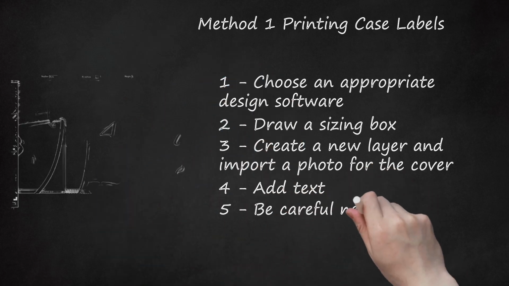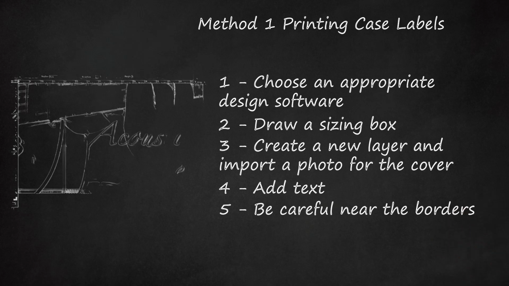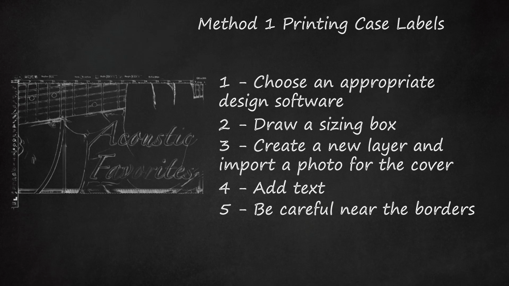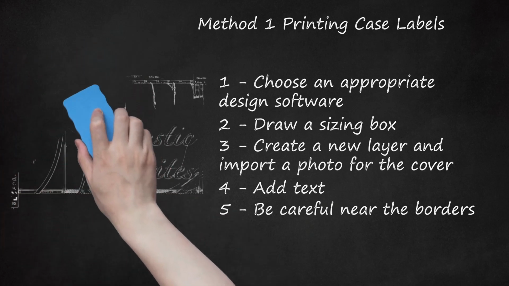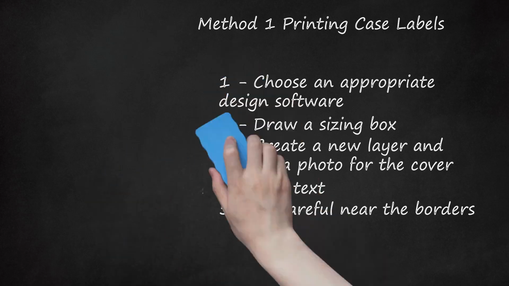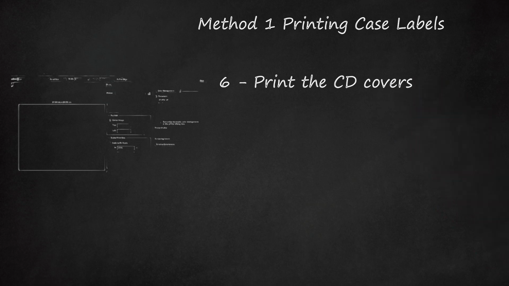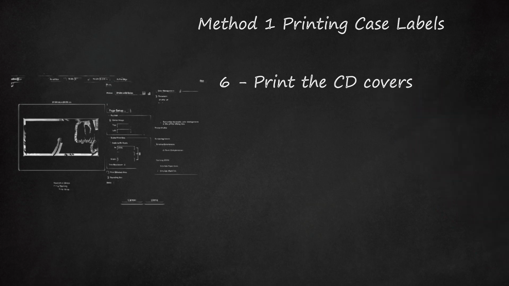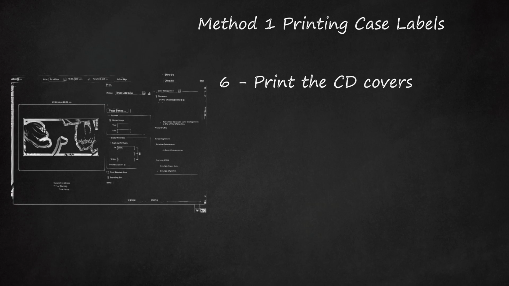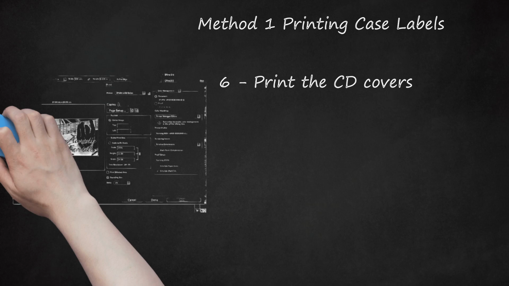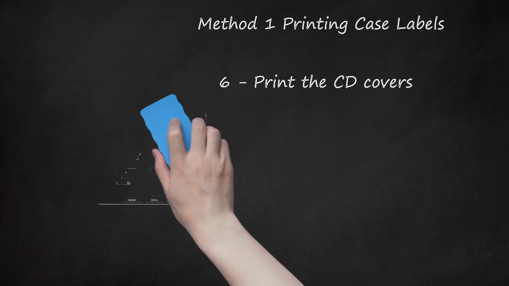5. Be careful near the borders. Anytime you're printing and cutting, the edges may vary occasionally, so you should probably keep the most valuable imagery and text somewhere near the middle of the design. Try to keep important stuff at least 1/8 of an inch away from the borders. 6. Print the CD covers. Make sure the sizing parameters in your printer match the size of the CD cover. Select Print Preview to be sure that you don't need to resize the document before you print out a physical copy.